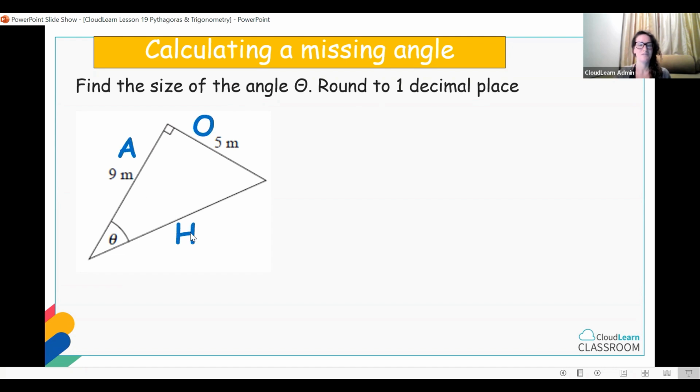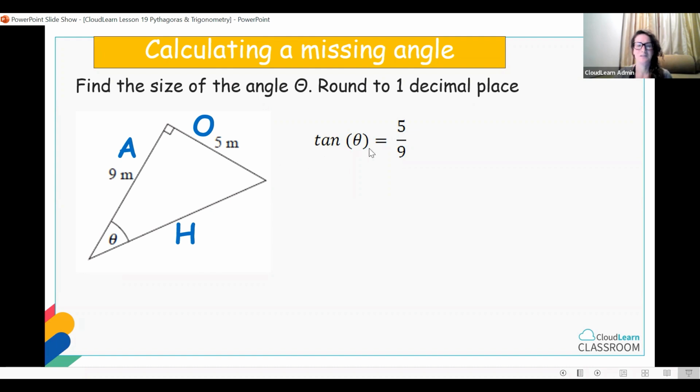Once we've labeled the sides, we can go to our SOHCAHTOA and see which one we're working with. We've got an angle, and then we've got the side opposite and the side adjacent. So we're working with the function tan. We'd write that down now. Tan theta is equal to the opposite side divided by the adjacent side. Tan is equal to O over A. That's the TOA part of your SOHCAHTOA. So tan theta is equal to 5 over 9.